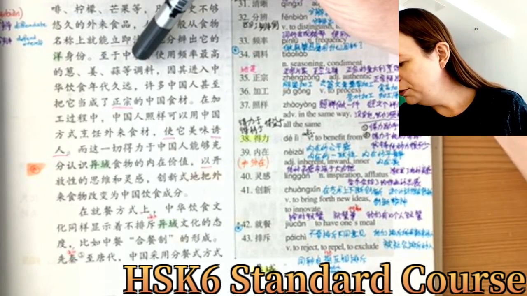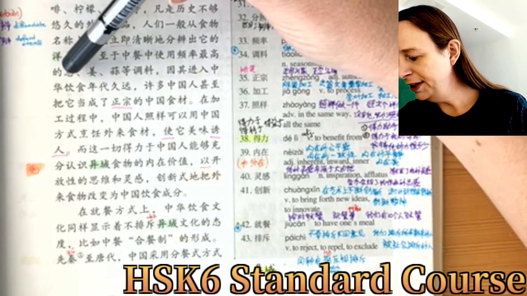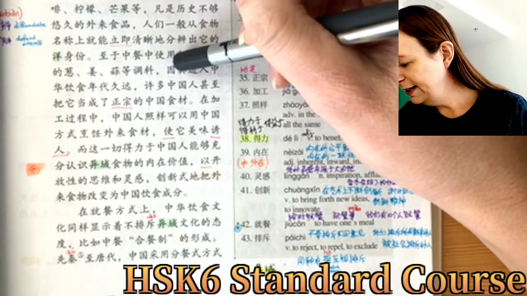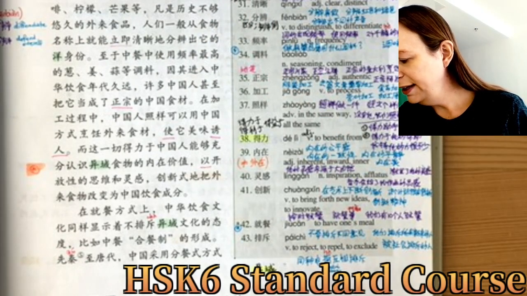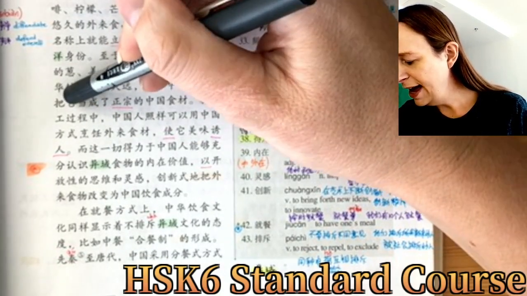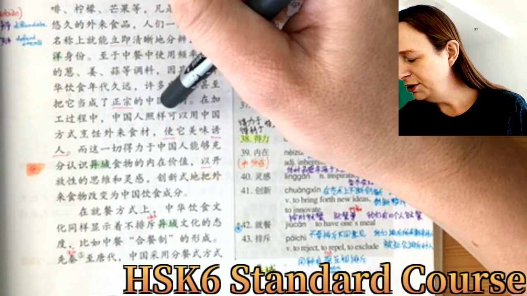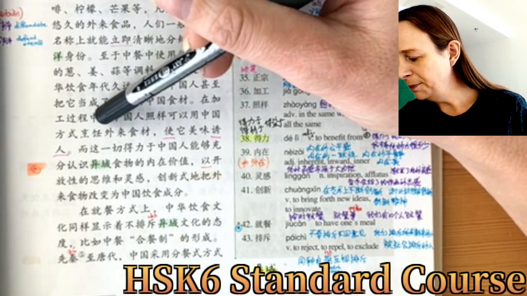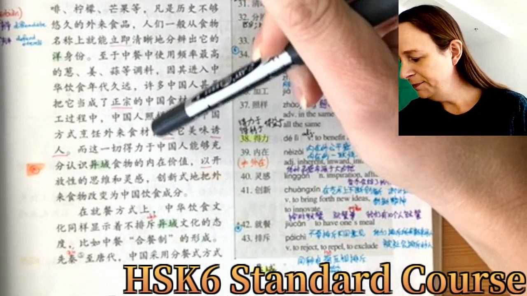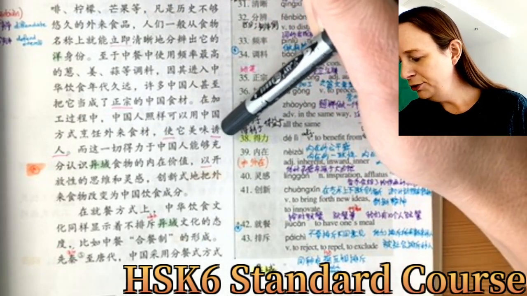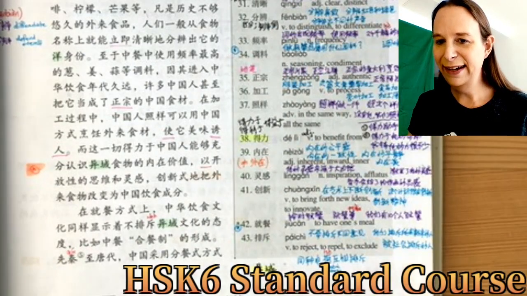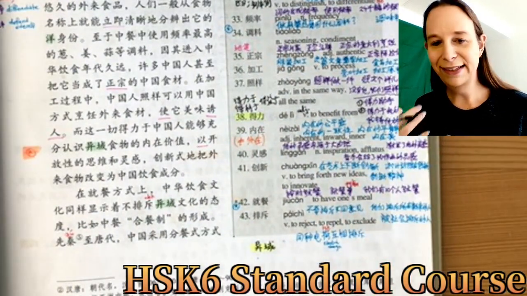至于中餐中食用频率最高的葱、姜、蒜等调料。因其进入中华饮食年代久远，许多中国人甚至把它当成了正宗的中国食材。在加工过程中，中国人照样可以用中国方式烹饪外来食材，使它美味诱人。So Chinese people don't even know that these ingredients come from other countries because they're so prominent in Chinese food.